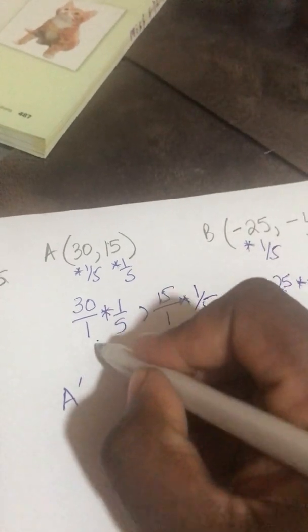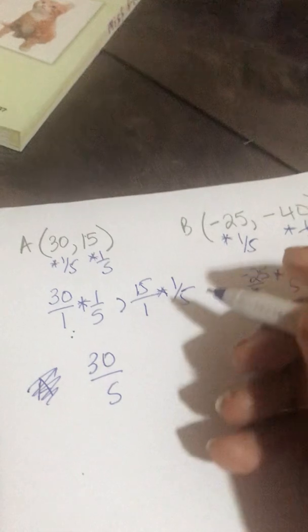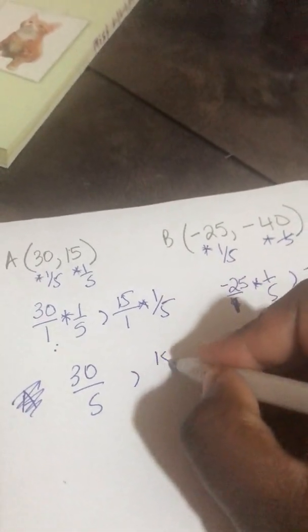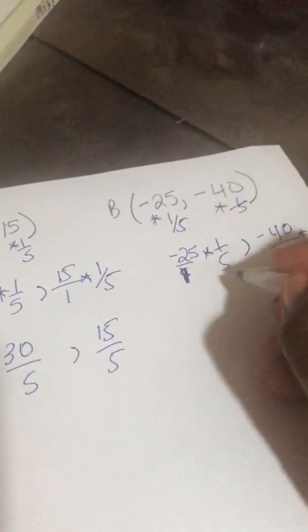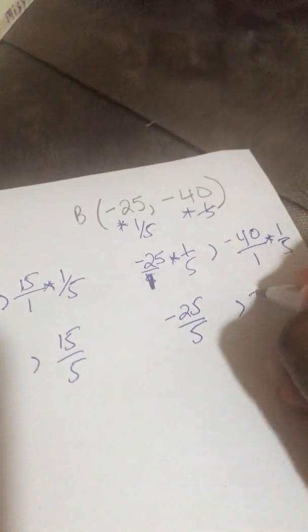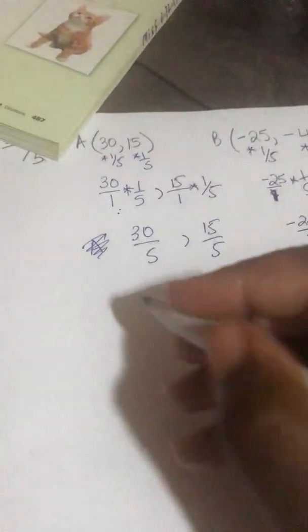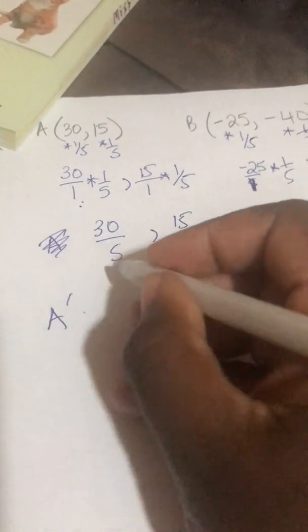So this will be, before I get to A prime, this will be 30 over 5. And this will be 15 over 5. And this will be negative 25 over 5. Negative 40 over 5. So now, A prime.